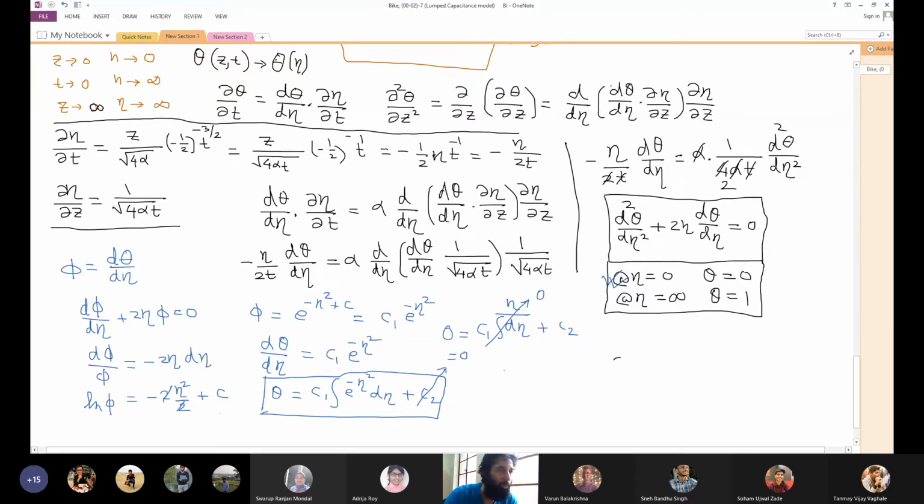So we have theta equals to 1, equals to c1 limit eta tends to infinity integration of e to the power minus eta square d eta. Okay, so this will give us the value of c1. Everyone on the same page? Everyone is clear till now?